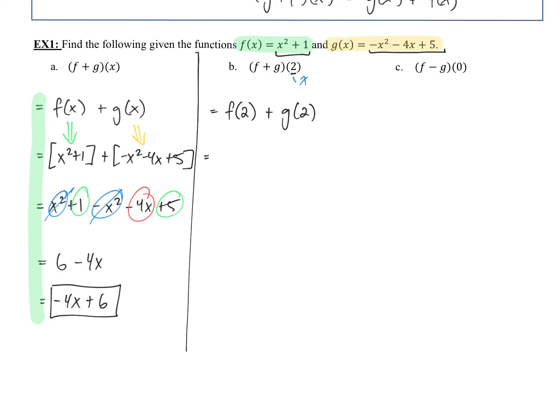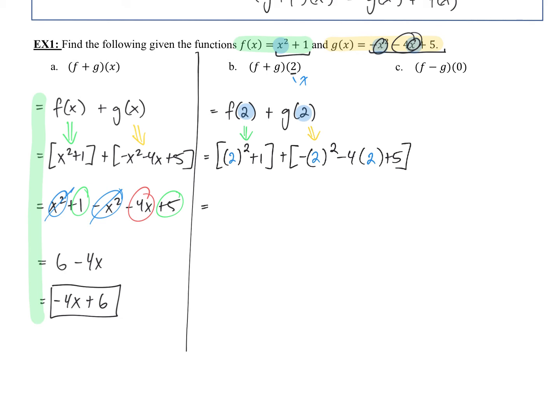So that means when I rewrite my functions, wherever I see an x, I'm going to be replacing it with 2. So here I'll replace that x with 2, and that x with 2. So we know it should be x squared, but instead of x, we're using 2, so 2 squared plus 1. That was my f of 2. And then g of 2. Once again, we're replacing the x values with 2. So plus negative 2 squared. Then we have minus 4 times the 2. And lastly, plus the 5.